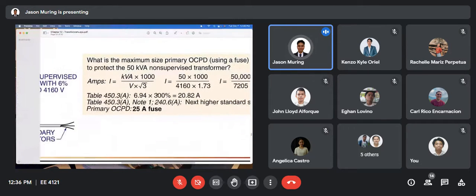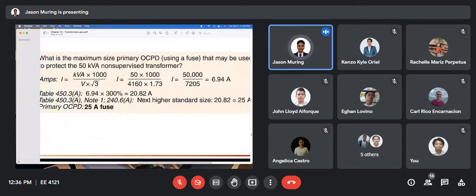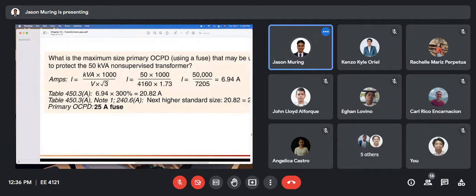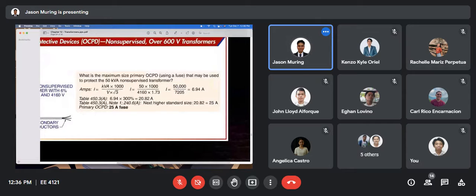That is 300% for fuse, and 6.94 times 300%. So we have here 20.82, and we use the standard rating next higher. So the next higher from 20.82 is 25 amperes. So we use this size for our OCPD.